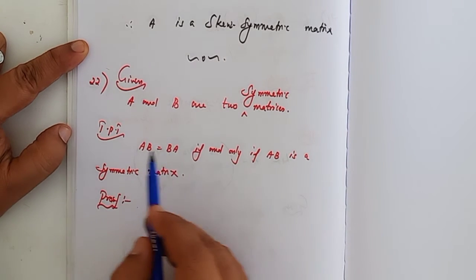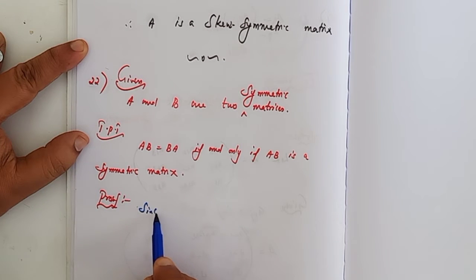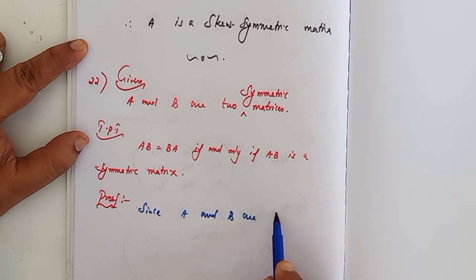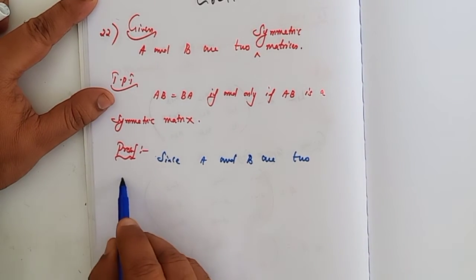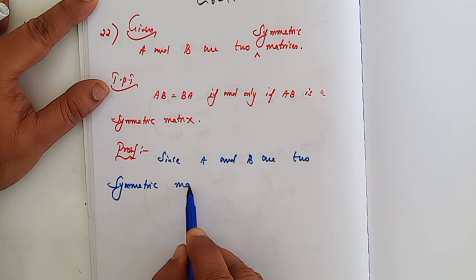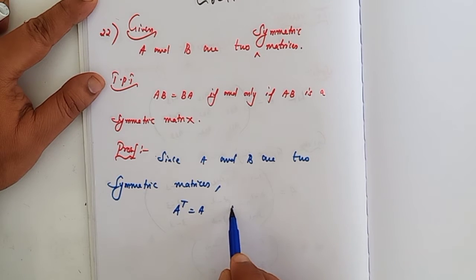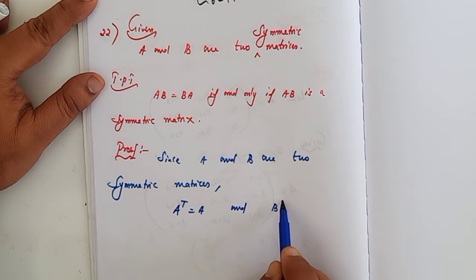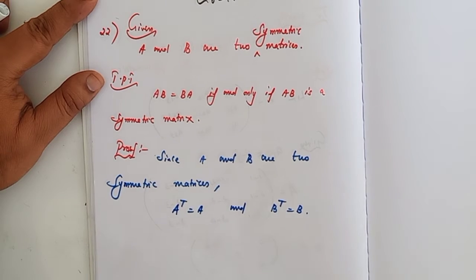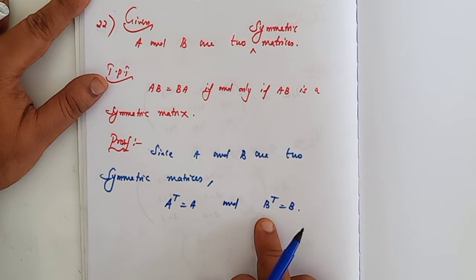Here in problem number 22, you are given A and B are two symmetric matrices. Since A and B are two symmetric matrices, A transpose equals A and B transpose equals B. We know the condition for symmetric: A transpose equals A, B transpose equals B.